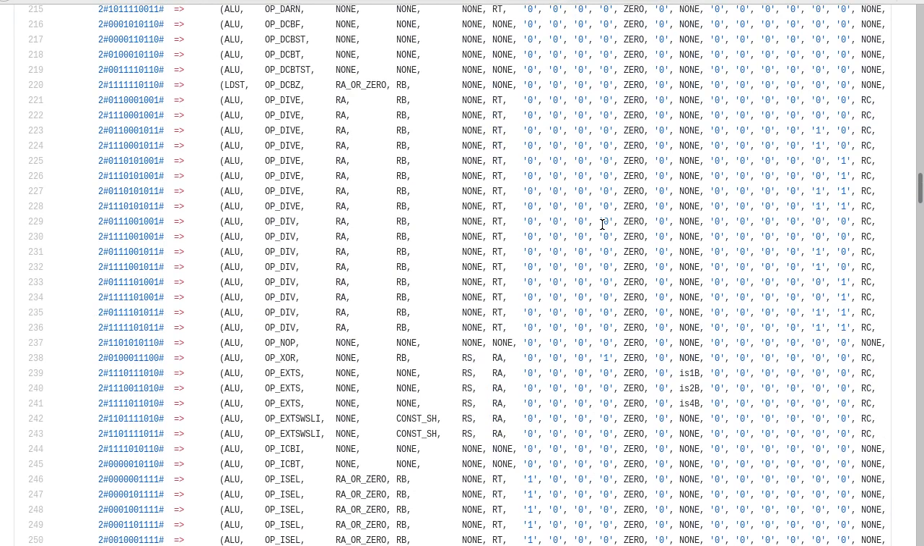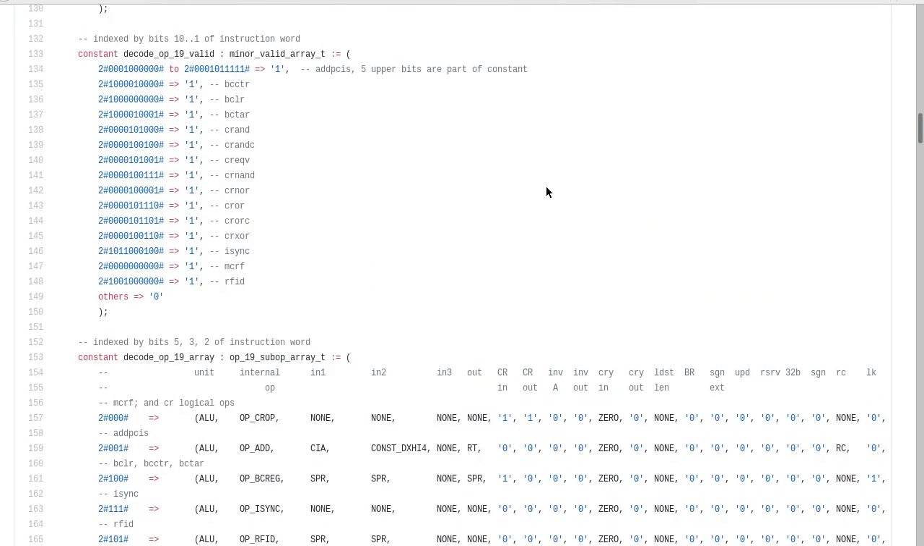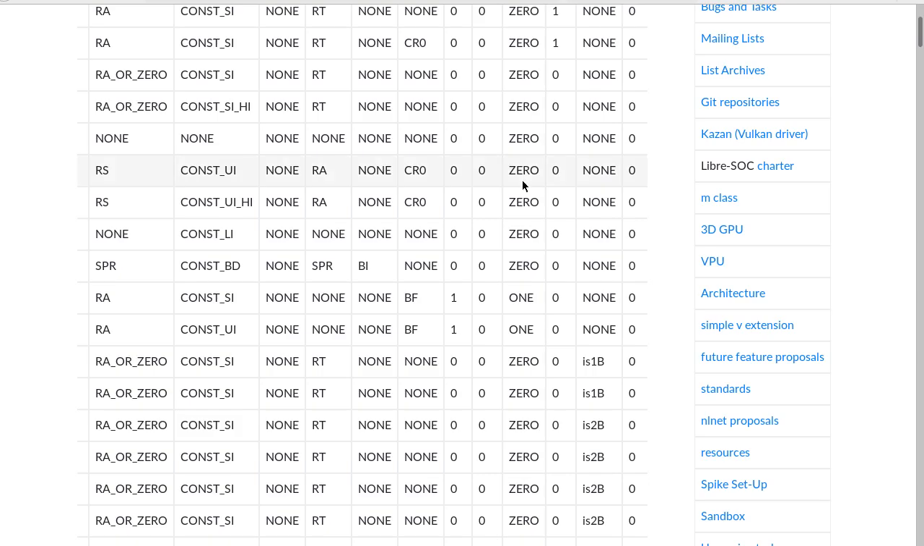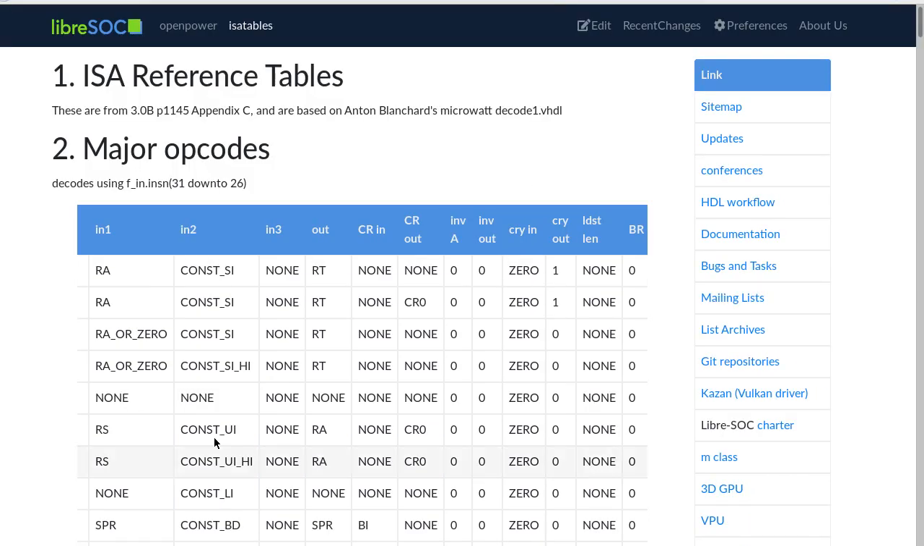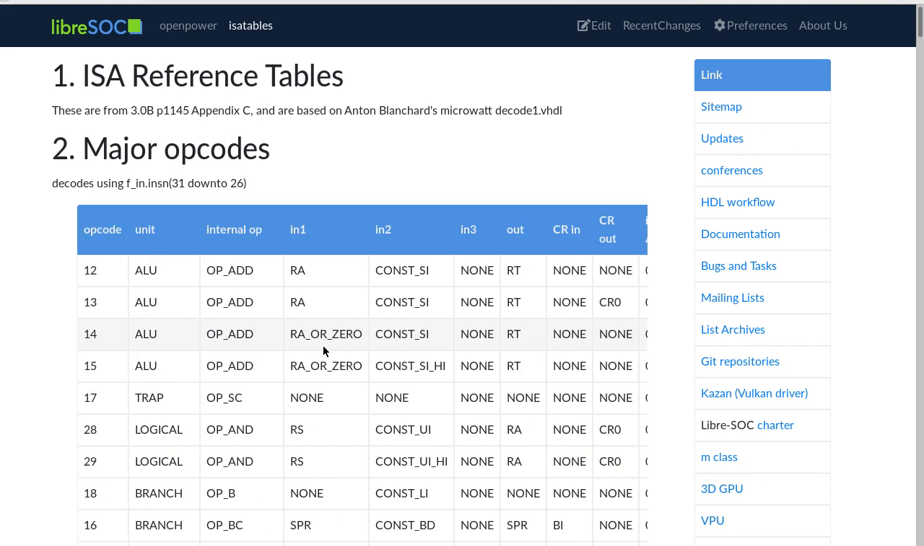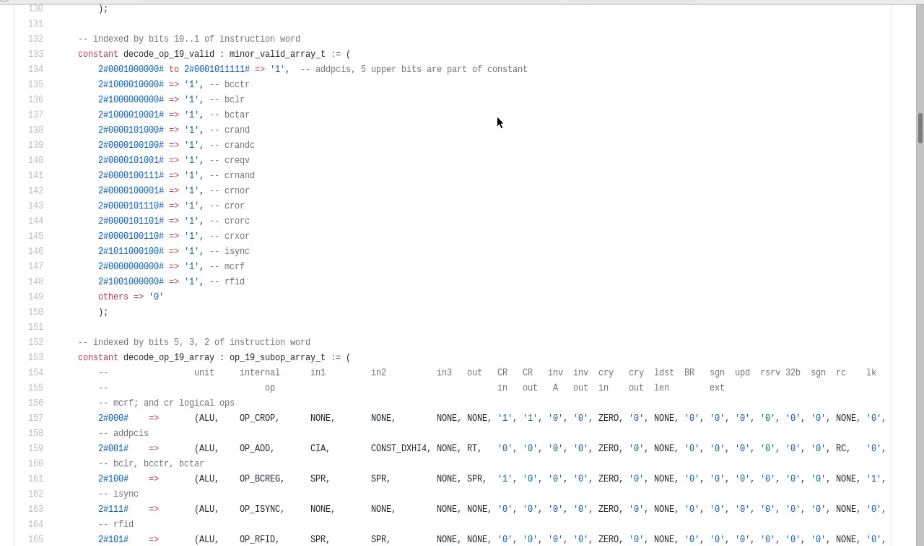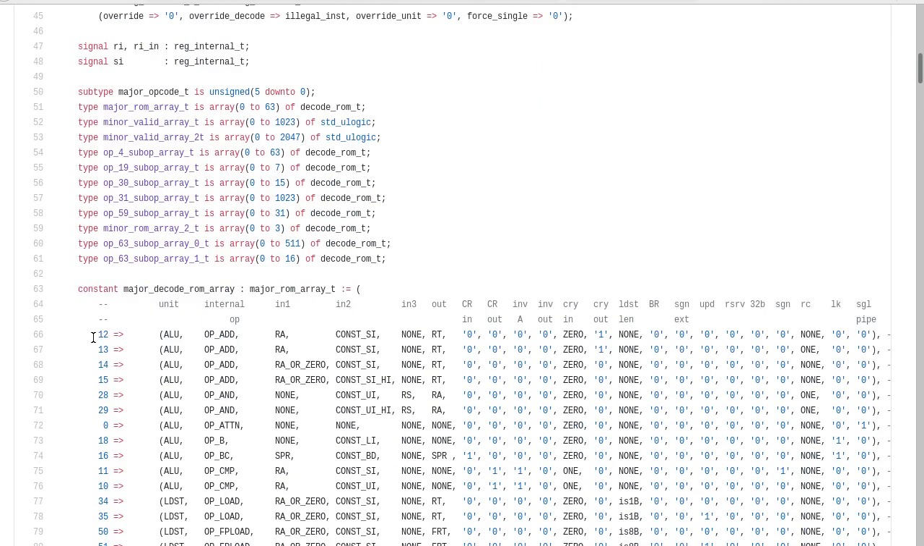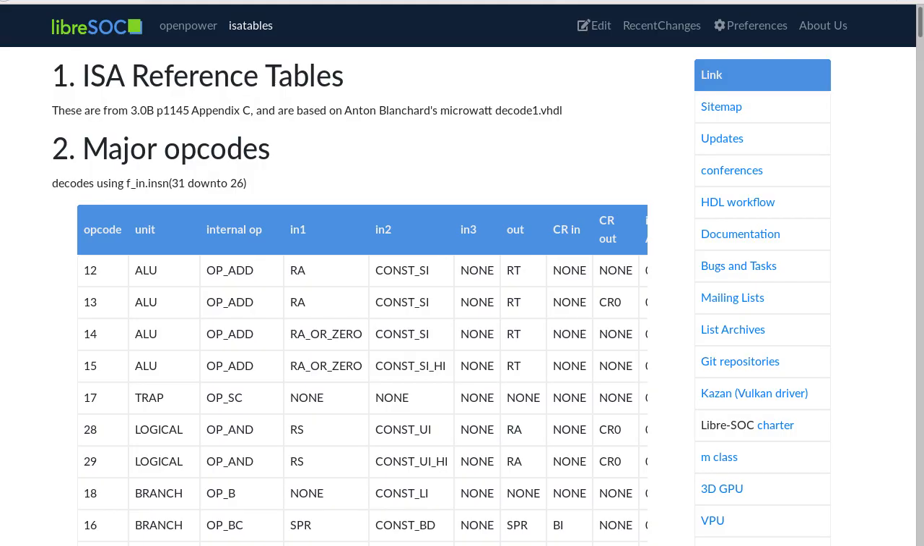So what we decided to do instead was to take these, and I literally cut and pasted them, and created CSV files instead. Where Microwatt's major has this structure of type major ROM array underscore T, we instead have a CSV file with a line where the opcodes column is 12, the unit is ALU, it's an add, and there's your constant SI, so your second input is a signed immediate, etc., etc.